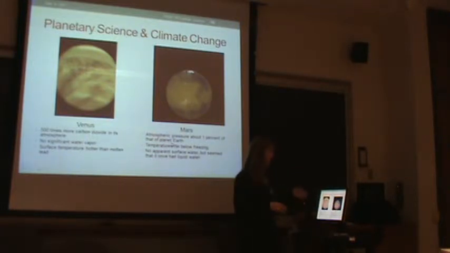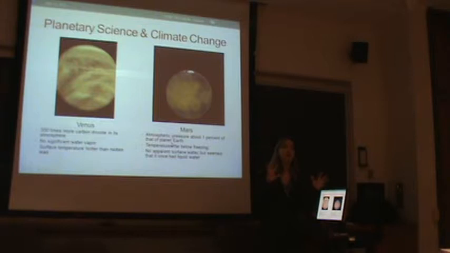So for example, Venus has 300 times more carbon dioxide in its atmosphere, which makes it extremely hot, and it has no significant water vapor. So we have sent stuff around Venus, but we're not really able to land on it yet because it's so extremely hot. Mars has an atmospheric pressure about 1% of the Earth's, and temperatures that are far below freezing. There's also no apparent surface water. We know there's ice below the surface, that's been discovered, but we haven't found any liquid water yet on Mars. But based on images we've taken and some data we've collected, it looks like there was at one time liquid water on Mars.